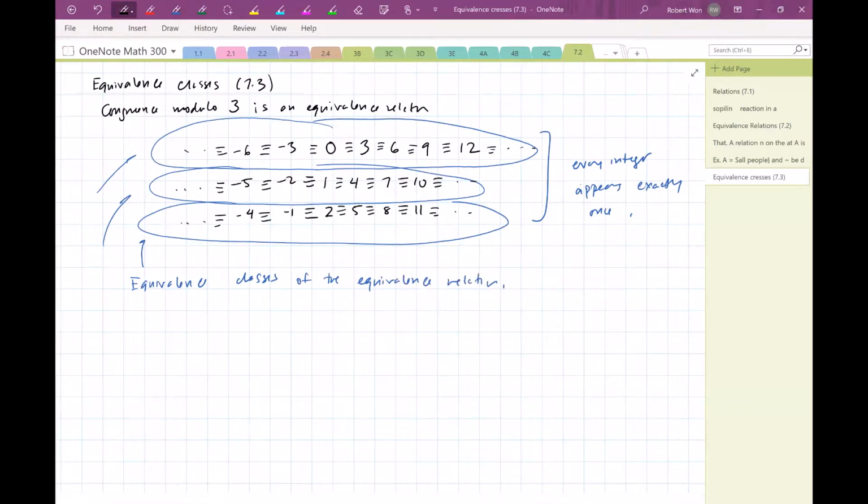For this particular equivalence relation, we'll use the following notation. Square bracket 0 means the set of all integers a such that a is congruent to 0 mod 3.